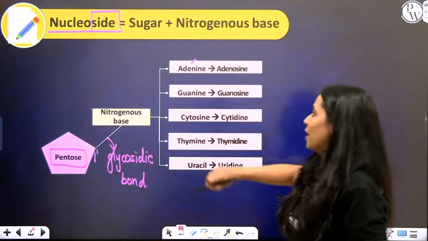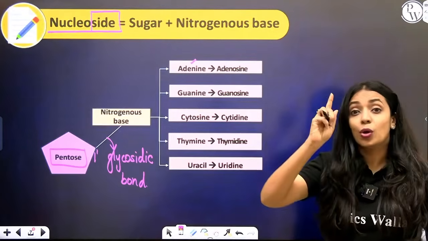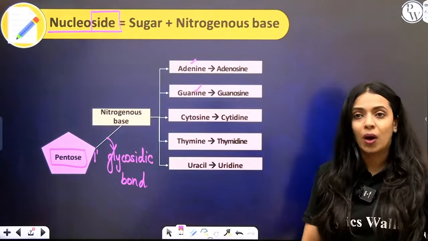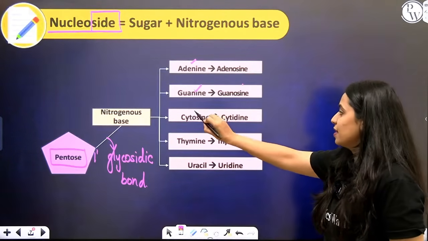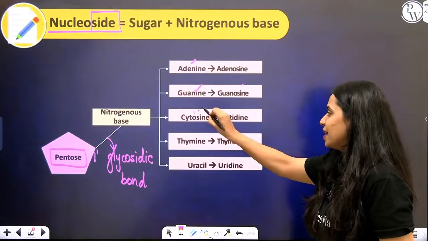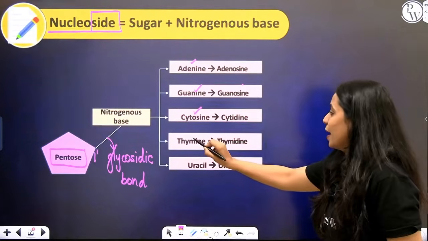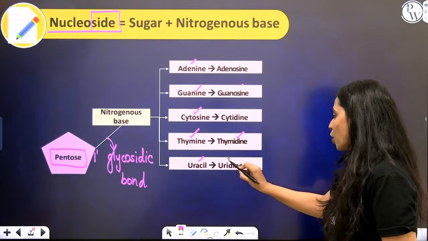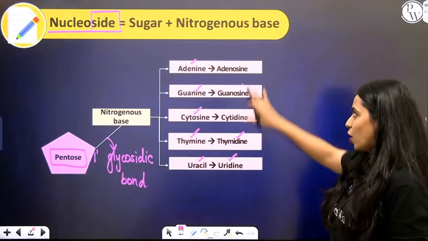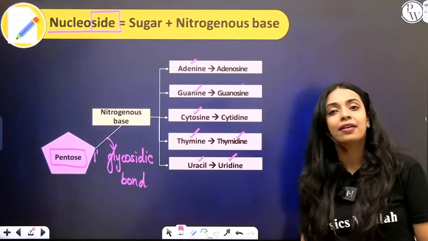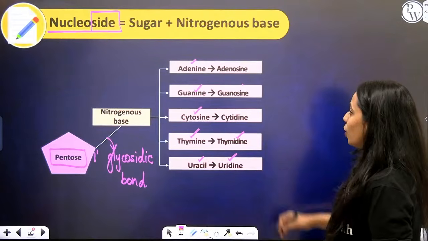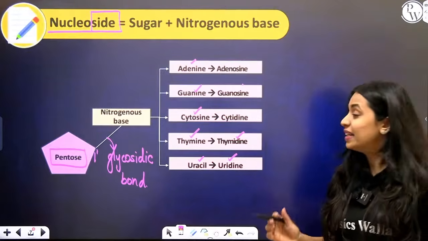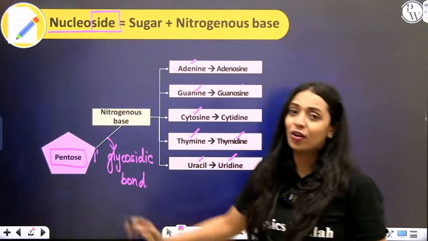If adenine is present, we call it adenosine. A nucleoside containing adenine is called adenosine. A nucleoside containing guanine is called guanosine. If it contains cytosine as the nitrogenous base, we call it cytidine. If it contains thymine, we call it thymidine. If it contains uracil, it's called uridine. If it's RNA, we just call it with these names. If the sugar here is deoxyribose, then we call it deoxyadenosine, deoxyguanosine. You just add the prefix deoxy to indicate that the sugar there is deoxyribose.